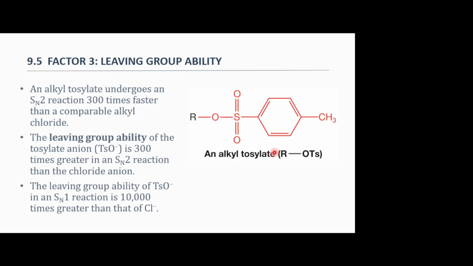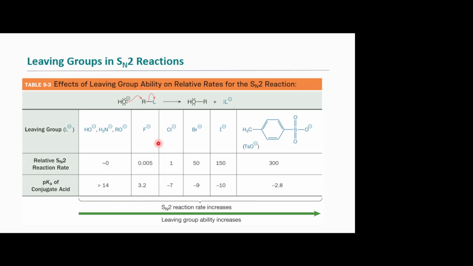So again, the leaving group ability of these tosylate anions is going to be 300 times greater in an SN2 reaction than a chloride anion. And your leaving group in an SN1 reaction is going to be 10,000 times greater than that of the chloride. Because again, in the SN1 reaction, we actually wait until the leaving group leaves. We don't have the attacker attacking and have to deal with that. Okay. And so this is how good of a leaving group do you have?